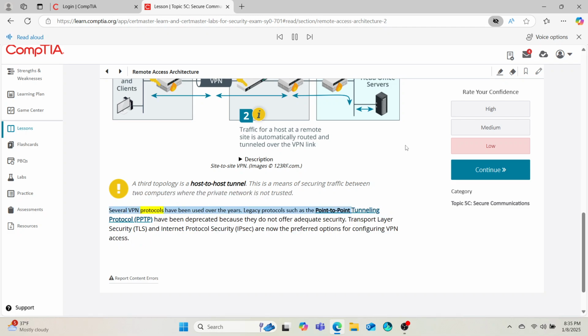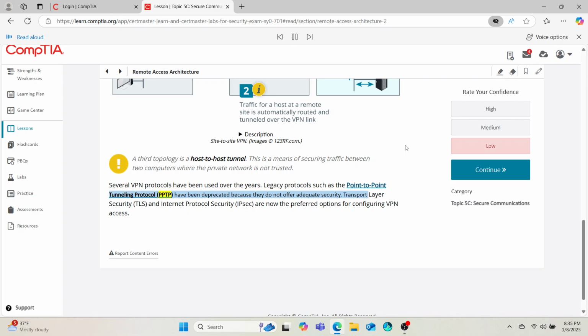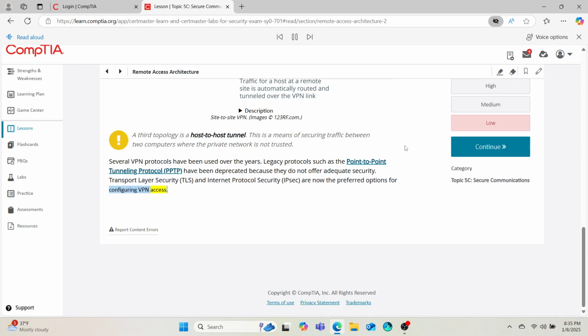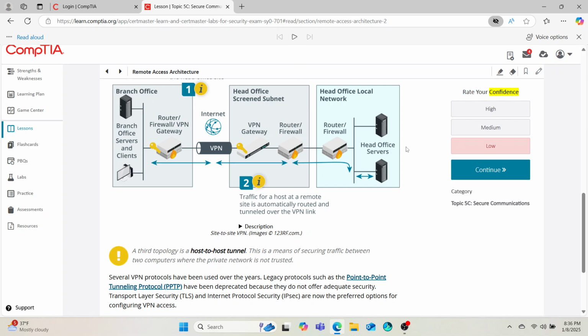Several VPN protocols have been used over the years. Legacy protocols such as the Point-to-Point Tunneling Protocol, PPTP, have been deprecated because they do not offer adequate security. Transport Layer Security, TLS, and Internet Protocol Security, IPsec, are now the preferred options for configuring VPN access. Rate your confidence.